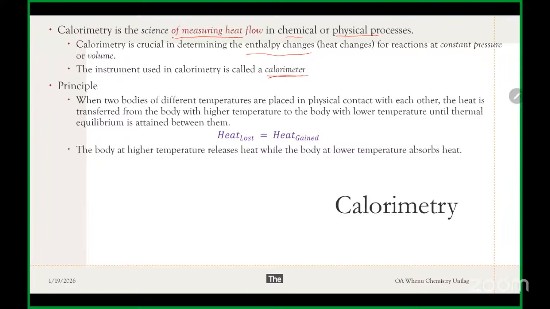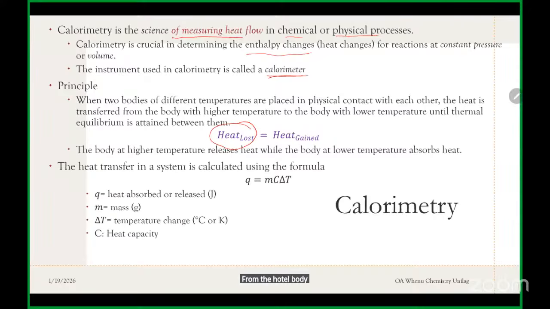The principle behind calorimetry is, when you put two objects together, the one that is hotter will transfer heat energy to the colder one. So the amount of heat lost from the hotter body is equal to the amount of heat gained in the colder body.